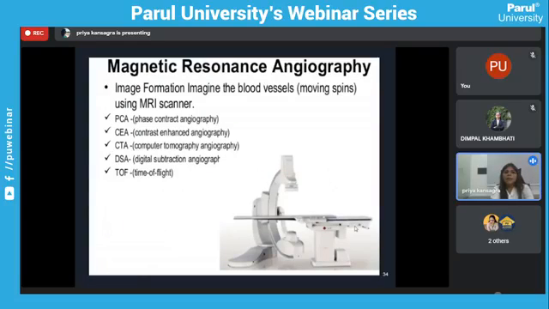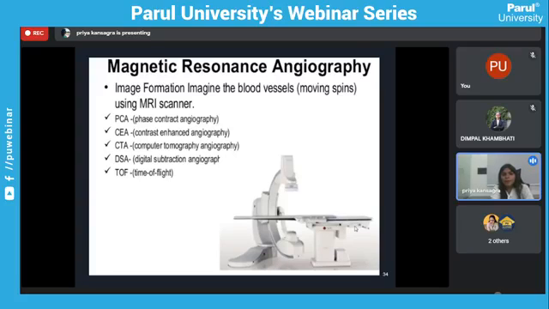Now we have magnetic resonance angiography. This is also one of the latest techniques being used by doctors and in hospitals. It is image formation, imaging the blood vessels, moving spine using the MRI scanner. We would be able to detect the blood vessel while it is having a moving spine.